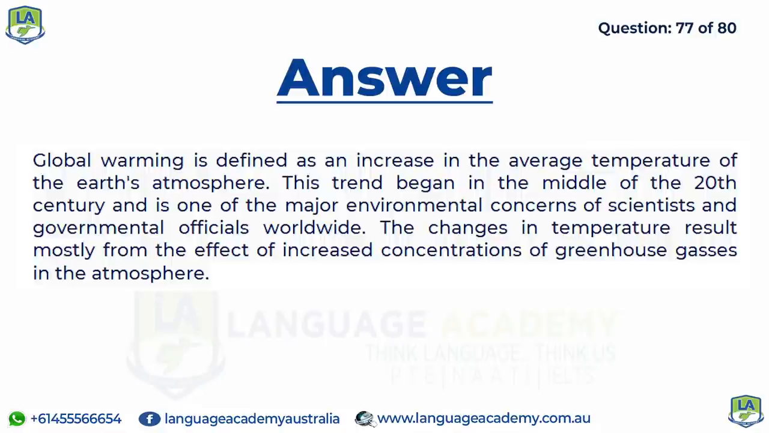Global warming is defined as an increase in the average temperature of the Earth's atmosphere. This trend began in the middle of the 20th century and is one of the major environmental concerns of scientists and governmental officials worldwide. The changes in temperature result mostly from the effect of increased concentrations of greenhouse gases in the atmosphere.